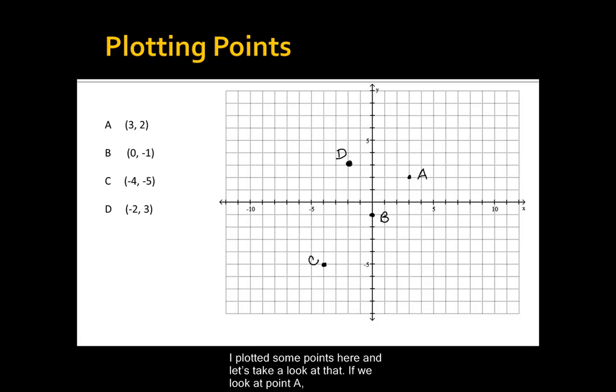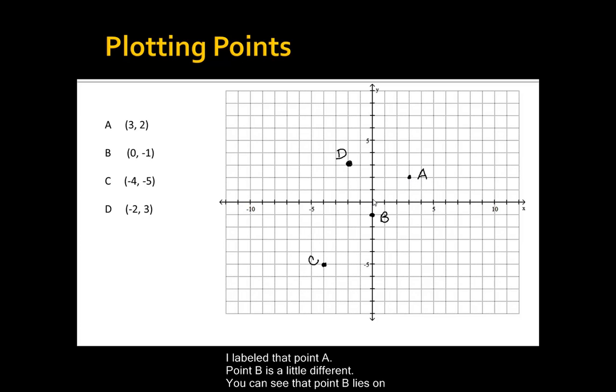Okay, I've plotted some points here, and let's take a look at that. If we look at point A, it has an x-coordinate of 3, a y-coordinate of 2. If I think about how to plot that point, I would start from the origin, and my 3 tells me whether to move left or right because that's my x-coordinate. From the origin, I go to positive 3, but I don't put a point there. From there, I go up 2, and that's where I put my point. And I labeled that point A.